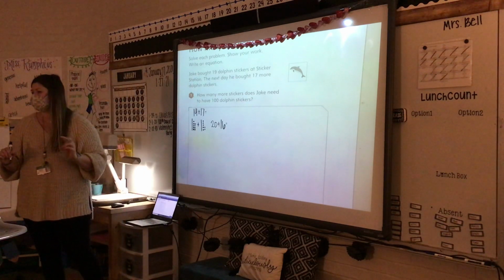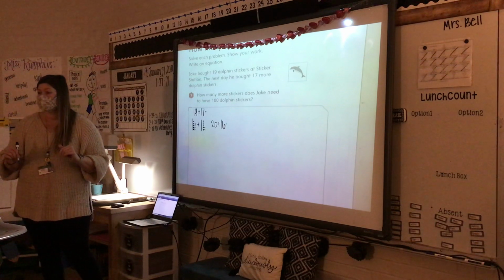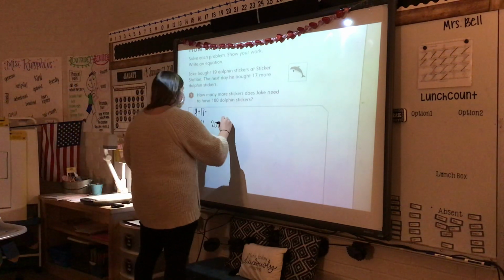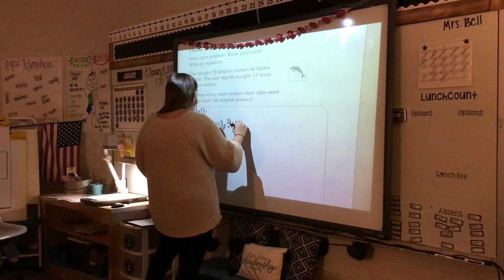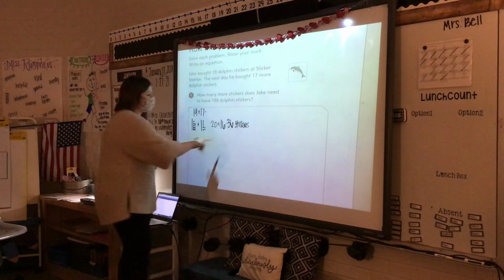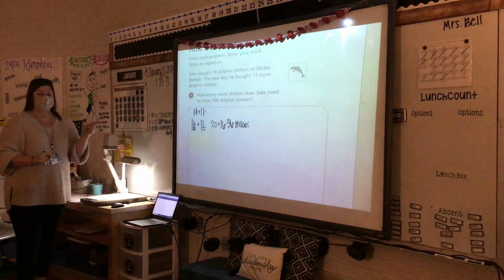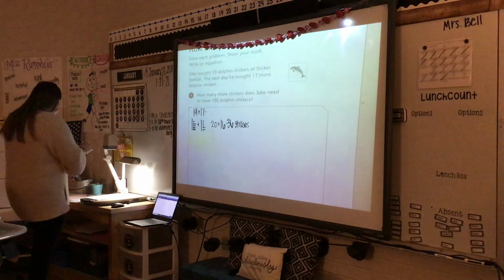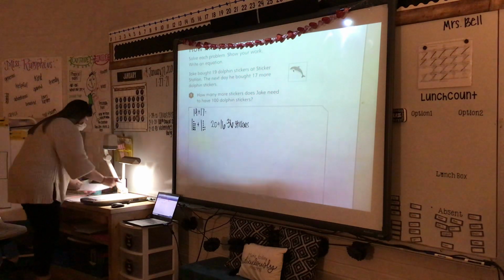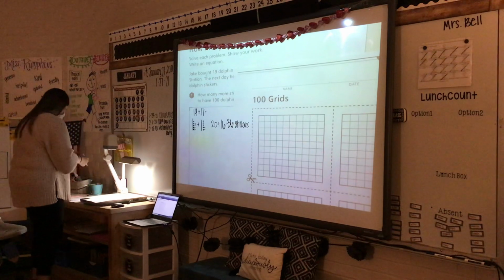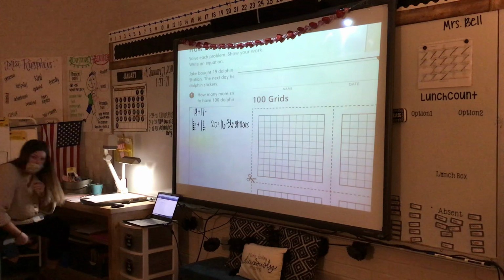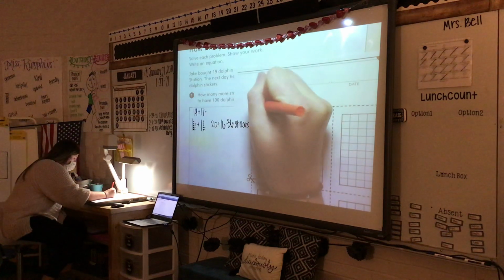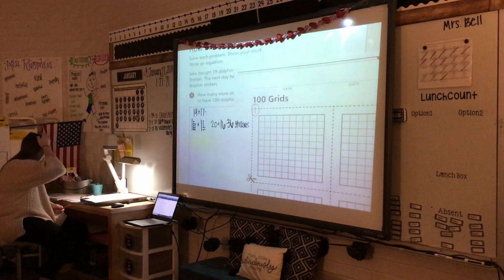Not 26, add another 10. 36, good. 36, okay. So we're working on something now. So now we know that Jake has 36 stickers, okay? So now we can go on this chart. And I'm going to label it number 1. And I'm going to shade in 36 stickers.